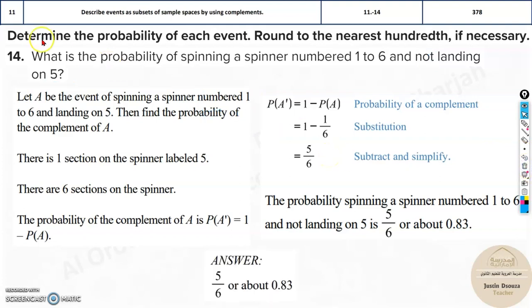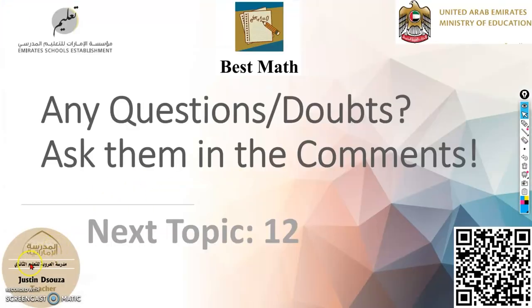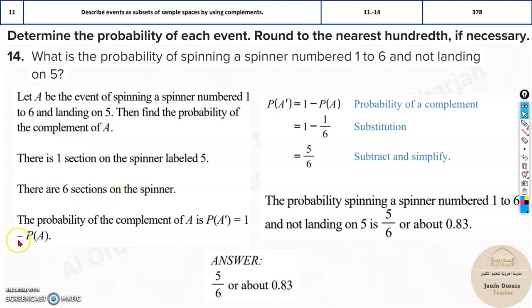That's the end of this topic 11. A simple topic, easy topic. Just find the probability of the given event and subtract that from 1. You will get the answer. So that's that for topic number 11.